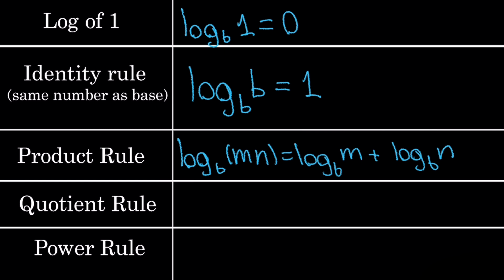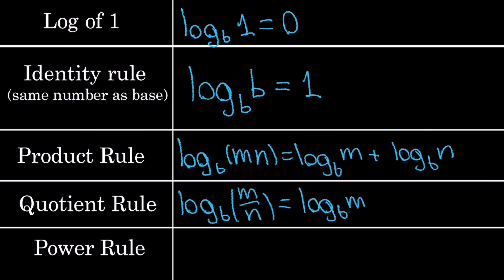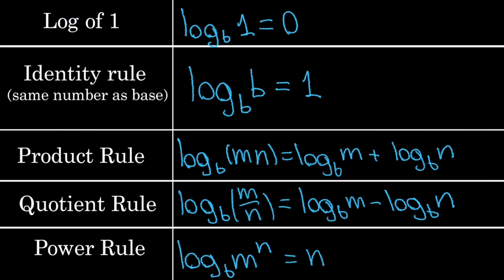Next is the quotient rule. This rule tells us that the logarithm of the ratio of two quantities is equal to the logarithm of the numerator minus the logarithm of the denominator. Finally, we have the power rule. This states that the logarithm of an exponential number is equal to the exponent times the logarithm of the base.